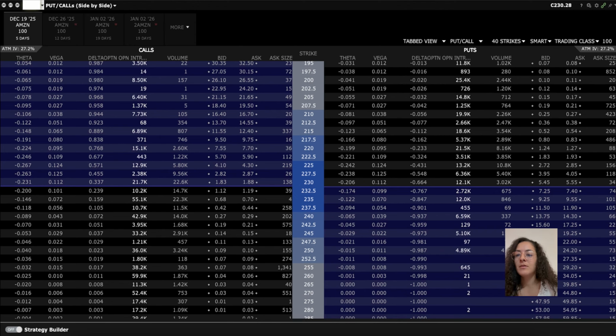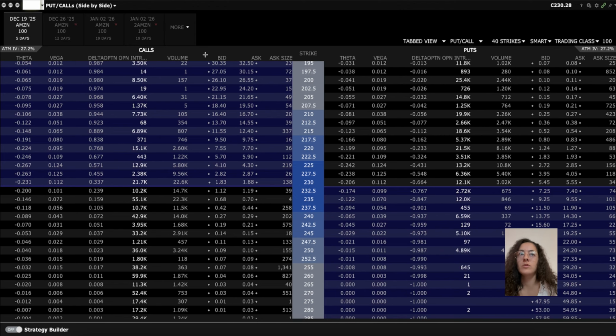Now, in the middle here, you can see the strike price. Every row has a strike price. The strike price is the price level where the option gets its value at expiration. For a call option, the stock needs to be above the strike price, and for a put option, the stock needs to be below the strike price at expiration. The strike price defines how close or far the option is from the current stock price, which directly affects its cost and risk.